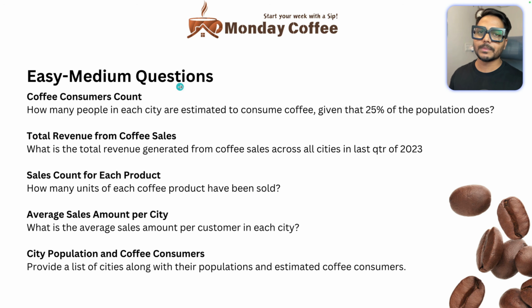So let's see some of the problems that you will be solving in this project. The first problem set is going to be easy level problems. In the easy level, we're going to solve 4 to 5 problems, like coffee consumer count. You will solve the total revenue from coffee sales. You will solve the sales count for each product. You will solve the average sales amount per city. You will solve city populations and coffee consumers. So you're also going to analyze some population dataset as well.